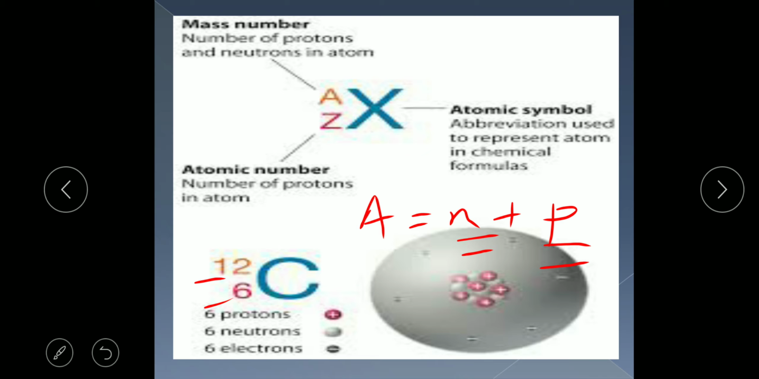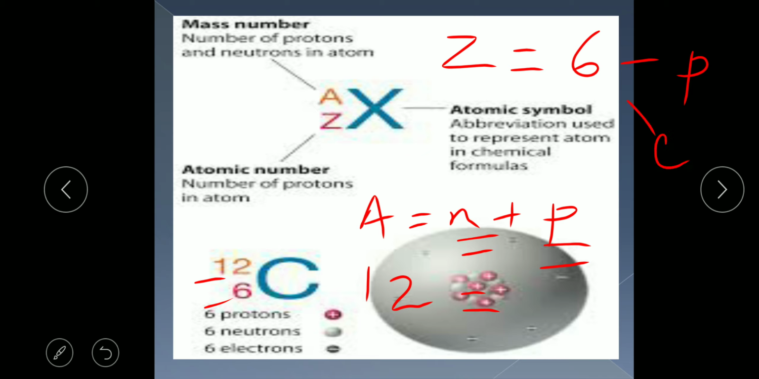So what is its atomic mass? That is 12. Now come to atomic number. Atomic number is denoted by Z. So Z of C is what? 6. So 6 is the number of protons, or it is also equal to the number of electrons. So if anyone asks what is the number of electrons in carbon, that is 6. What is the number of protons in carbon? That is 6.